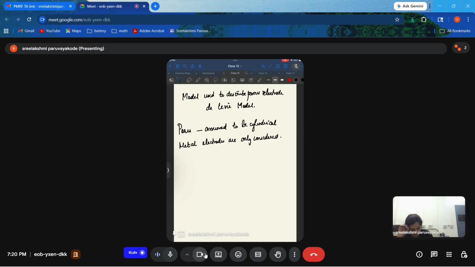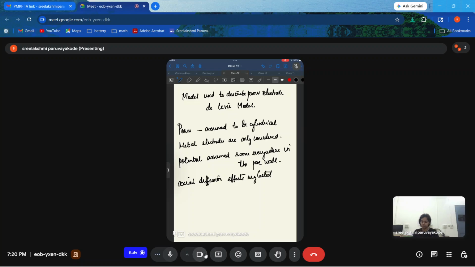When we are doing this, there are some assumptions. We consider that the potential is assumed the same everywhere in the pore wall. Then axial diffusion, so we are only considering diffusion across the length, and diffusion with respect to the radius is neglected. They are neglected.